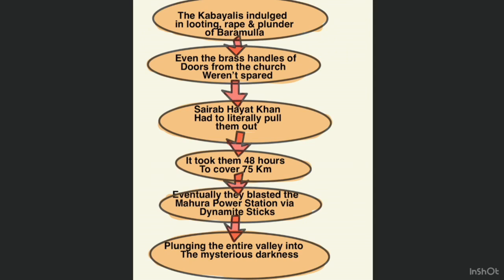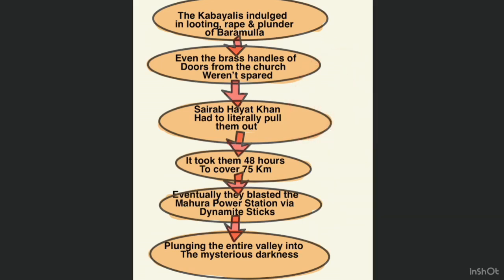There is an interesting story here that even the brass handles on the churches were pulled out. It was such barbarism, such brutality that was happening. Women were raped, people were killed, looted, plundered, and it was all mayhem. In fact, their Amir, their leader Sarab Hayat Khan, had to literally pull them out and ensure that they go on to the task assigned. Effectively, it took them 48 hours to cover a distance of 75 kilometers.